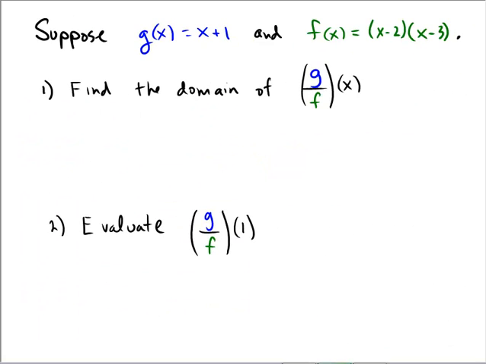g of x equals x plus 1, and f of x equals quantity x minus 2 multiplied by quantity x minus 3. As a first goal, let's find the domain of this quotient function.